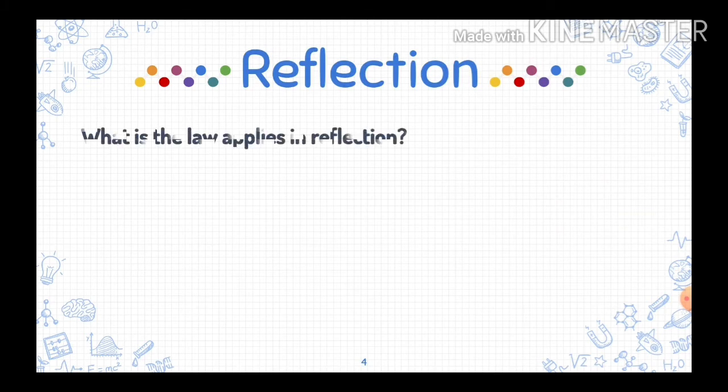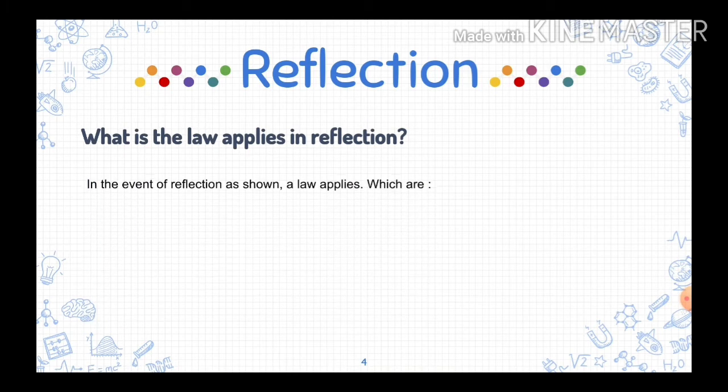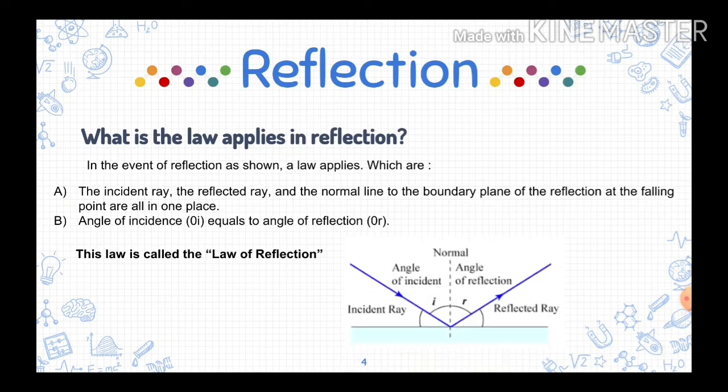Next, what is the law that applies in reflections? In the event of reflections, as shown, a law applies, which is: A, the incident ray, the reflected ray, and the normal line to the boundary plane of the reflection at the falling point are all in one plane. And then B, the angle of incidence, or we call it θi, equals the angle of reflection, we call it θr. This law is called the law of reflections. You can see the picture.